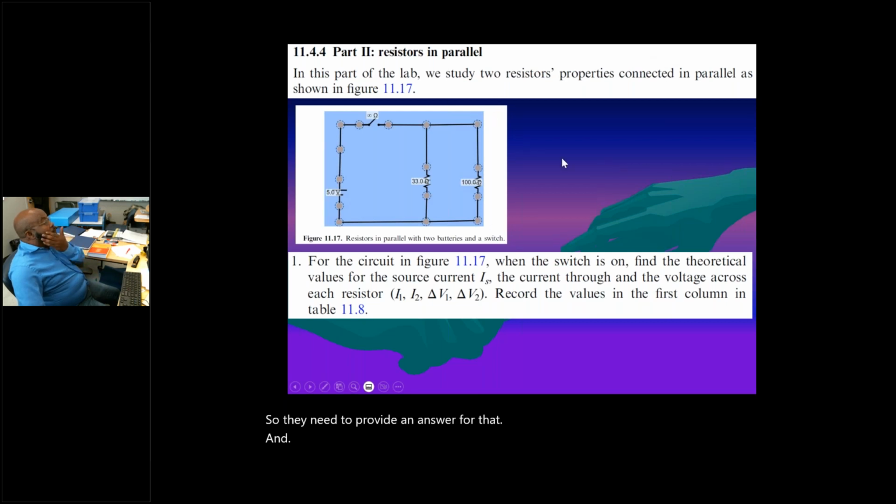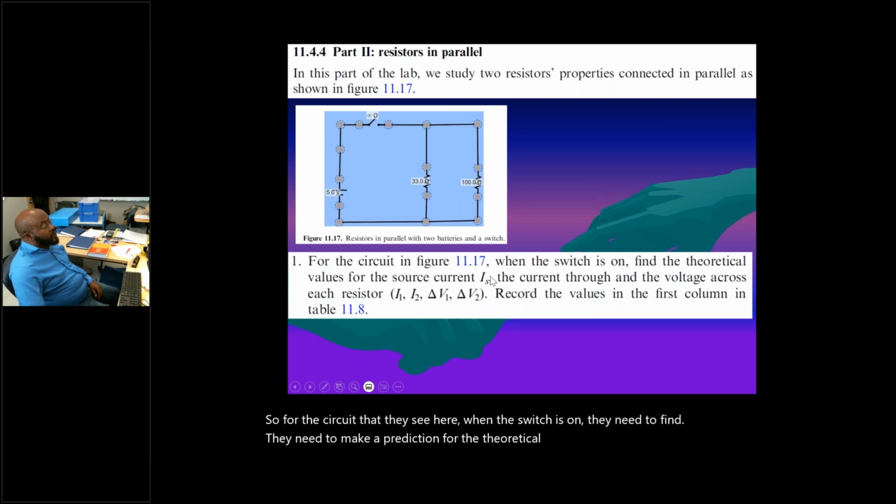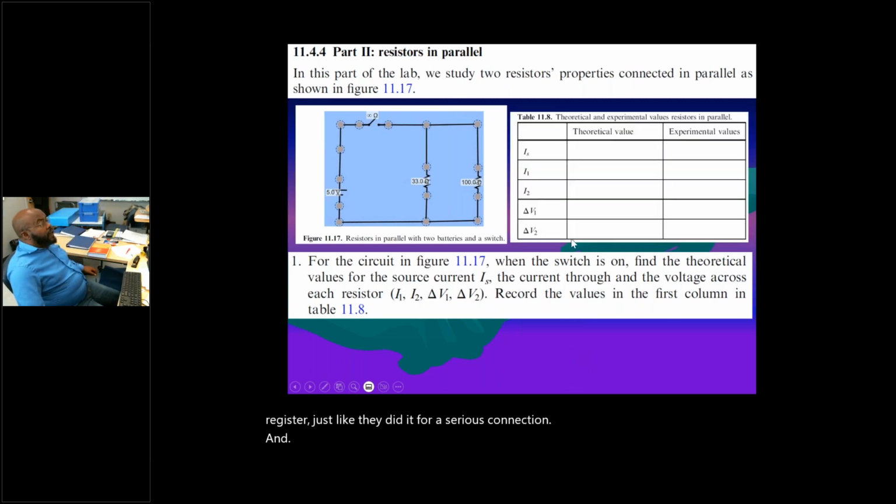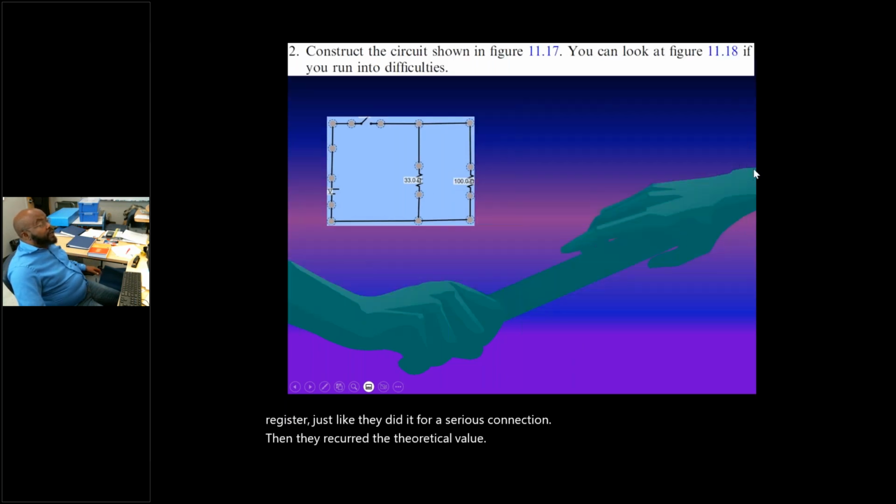So this is for parallel connection. For the circuit that they see here, when the switch is on, they need to make a prediction for the theoretical values for the source current and the current through each resistor, just like they did for the series connection. And then they record the theoretical values, and they carry out the experimental measurements by building the circuit.